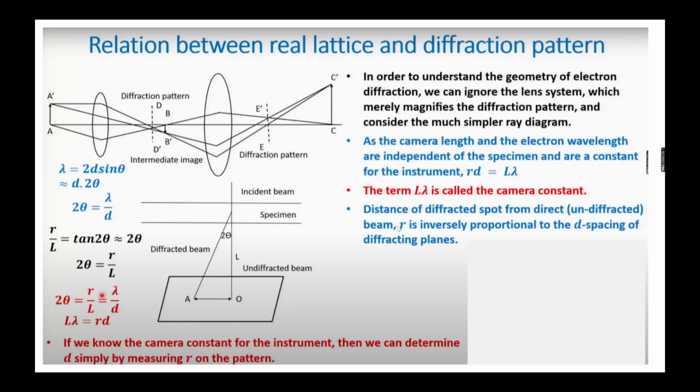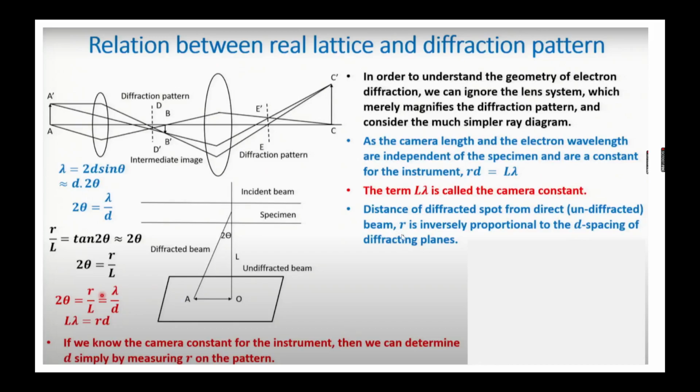Okay, so here the distance R is what? The distance of the diffracted spot from the direct beam. So the distance from where the incident beam is coming, and from where it will give the diffracted spot, of the direct beam.